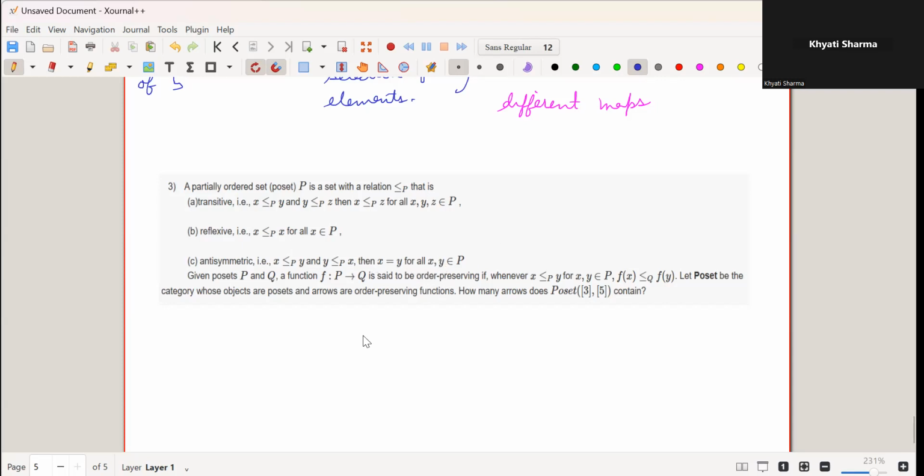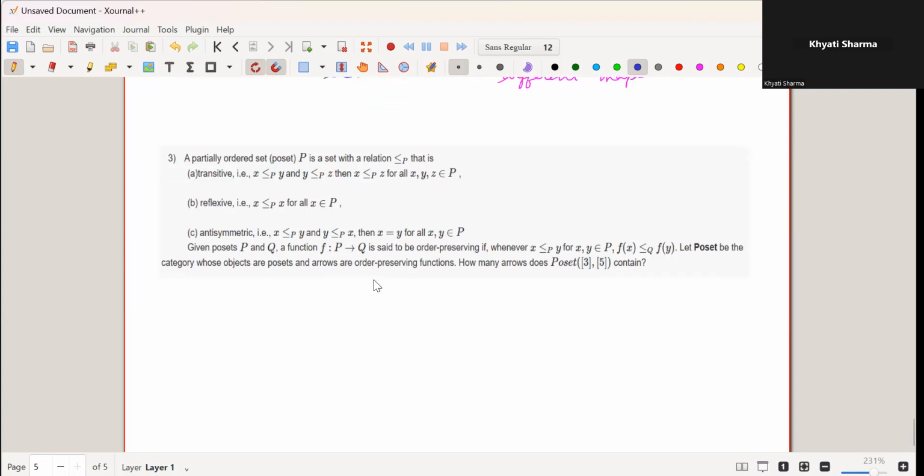So given posets P and Q, a function from P to Q is said to be order preserving if the order with respect to this poset is preserved. That is, if x is less than or equal to y with this partial ordering, then f(x) is also less than or equal to f(y) with respect to the partial ordering in Q. So P has a partial ordering and Q has a partial ordering. If x and y are related in P in this order, then f(x) and f(y) are also related in the same order inside the image set, that is Q.